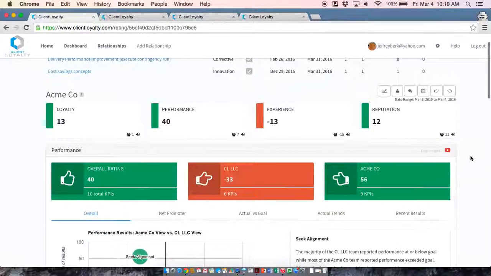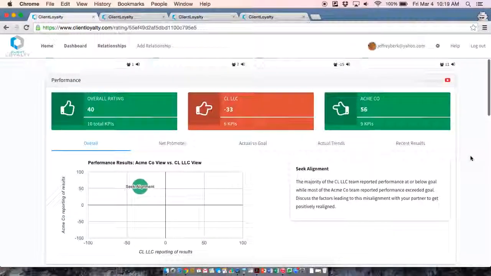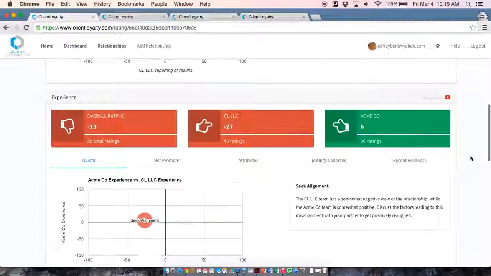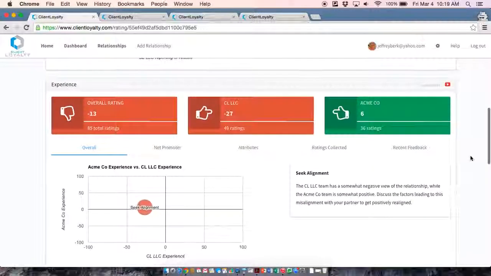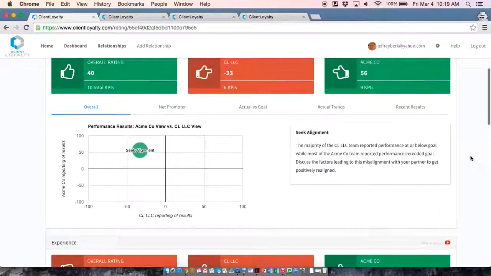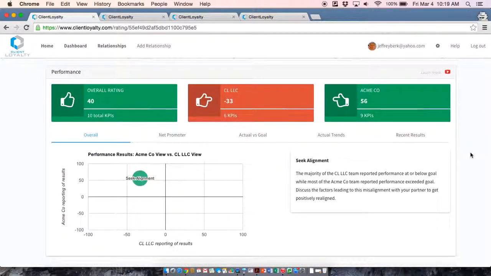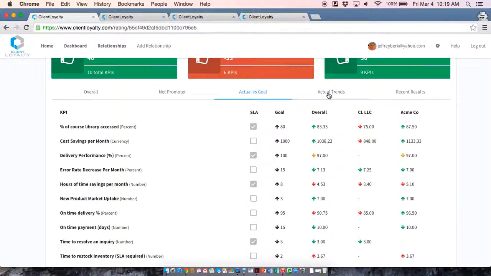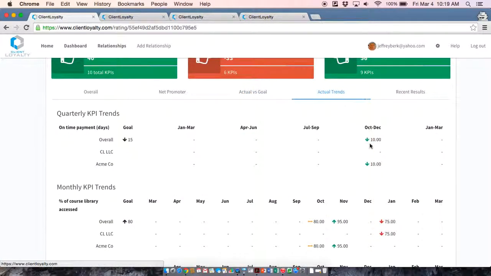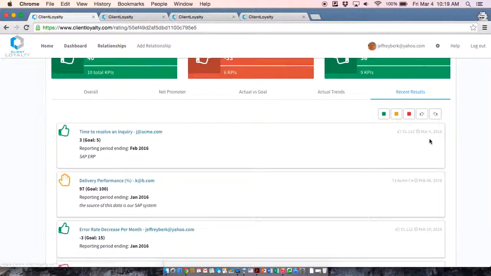With this page, you're able to go and look at the data collected by performance, experience, and reputation. We convert all the data that's collected to a common metric so that you can account for it taken as a whole, but we do allow you to drill into each area. For example, key performance metrics, trends in those metrics, recent results for those metrics.